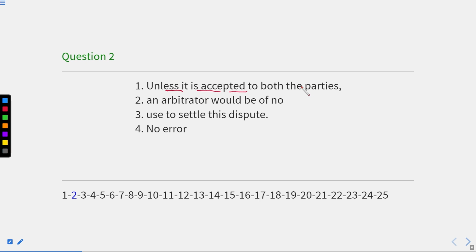Unless it is accepted to both the parties, an arbitrator would be of no use to settle this dispute. Now when we are writing accepted, it means it is accepted to both the parties. If I write acceptable, then the phrase is correct, that is acceptable to both the parties. But here it is written accepted. So after accepted, we cannot write to, we should write by. So the sentence can be: unless it is accepted by both the parties, an arbitrator would be of no use to settle this dispute.